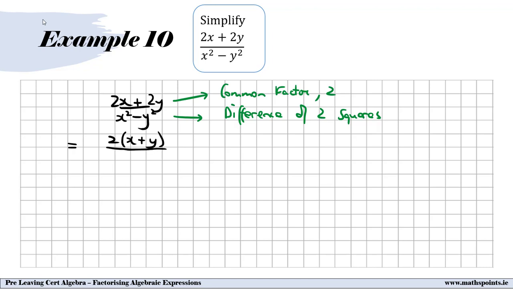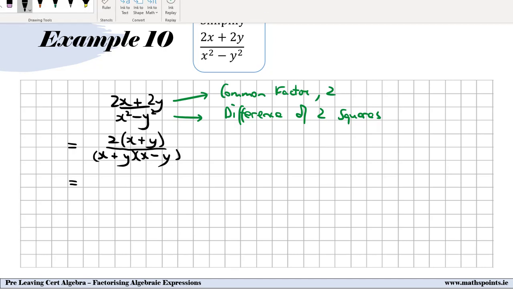The difference of 2 squares is always very straightforward. X squared minus y squared, I'll do 2 sets of brackets. The first term in each bracket is going to be the term that multiplies to give x squared, so x by x. The second term in each bracket is going to be the term that multiplies to give y squared, so y by y. And remember, the difference of 2 squares is always a plus and a minus. Now, we're left with 2 on x plus y over x plus y on x minus y.